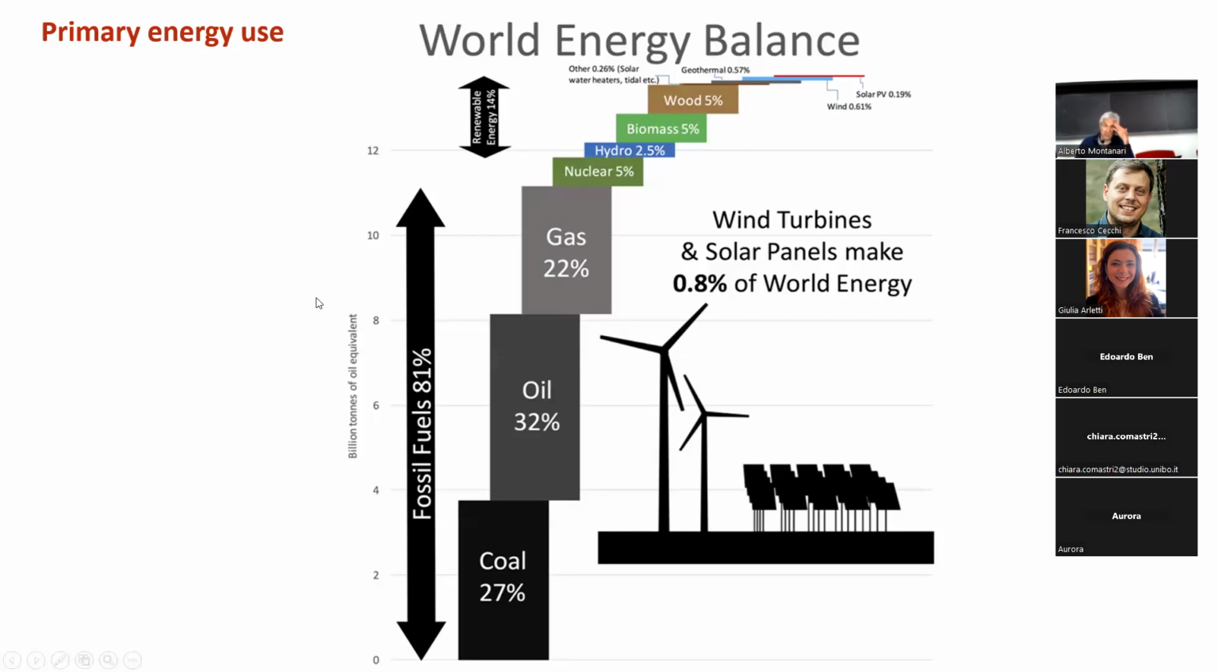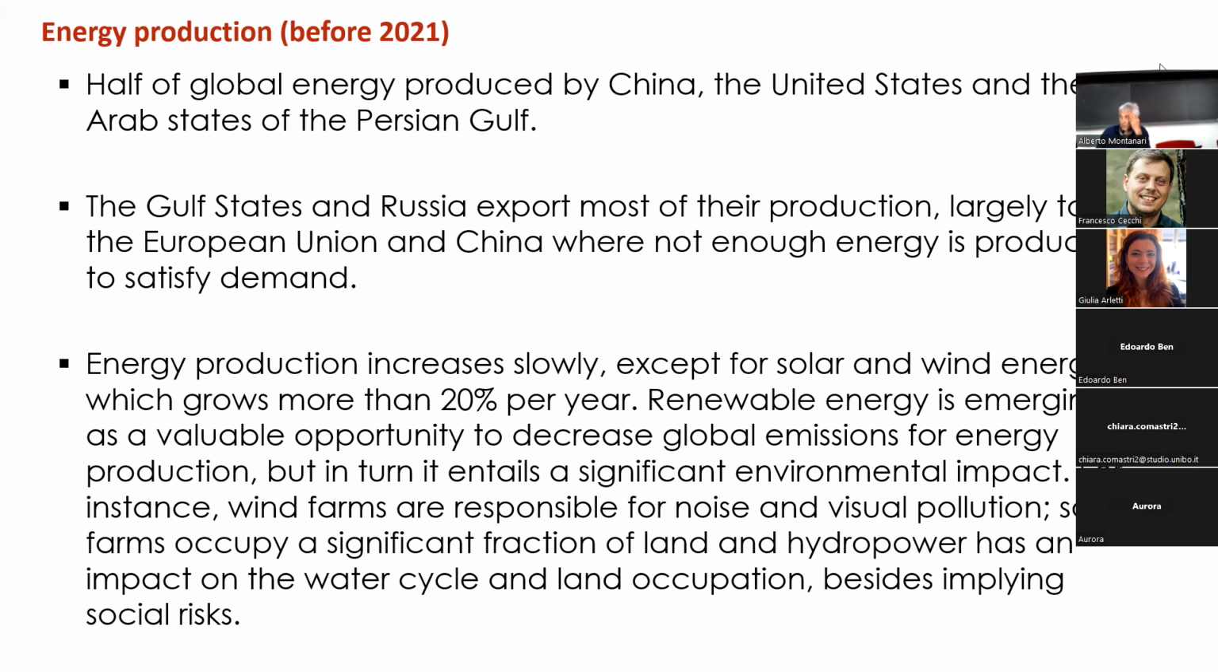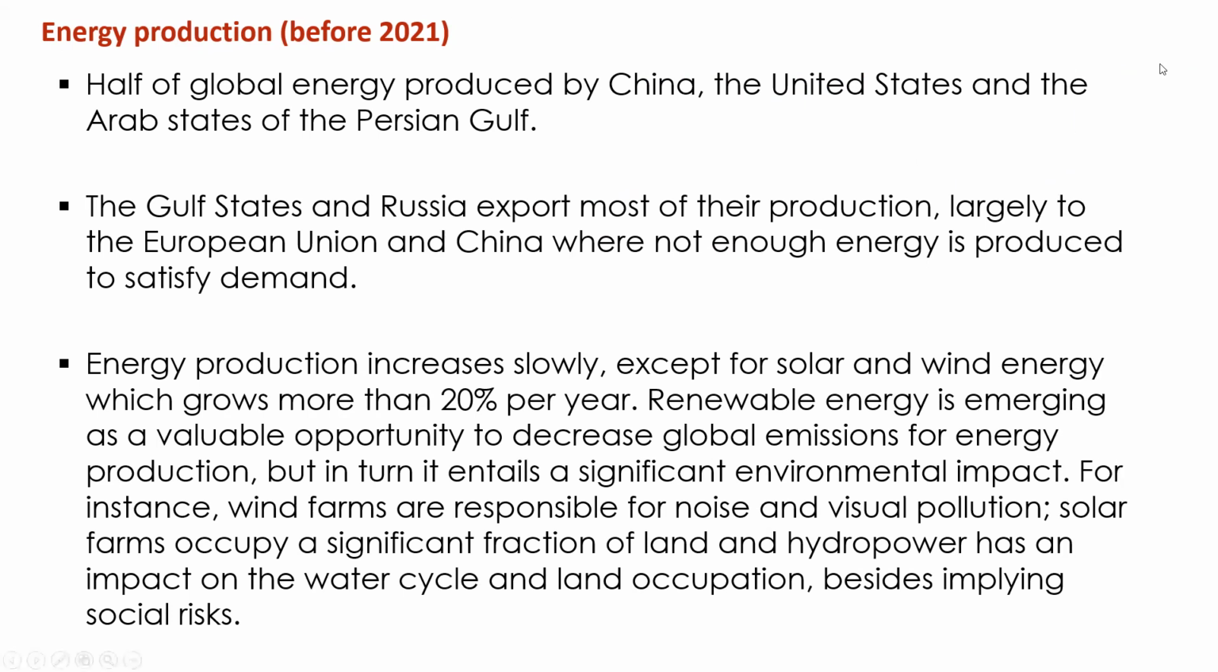And also there is a strong debate about nuclear energy, which we will take the time to discuss, I think, today. Now, another piece of information. First, let's take into account that half of the global energy is produced by China, the United States, and the Arab states of the Persian Gulf. And the Gulf states and Russia export most of their production. This is a figure that refers to the situation pre-war in Ukraine.